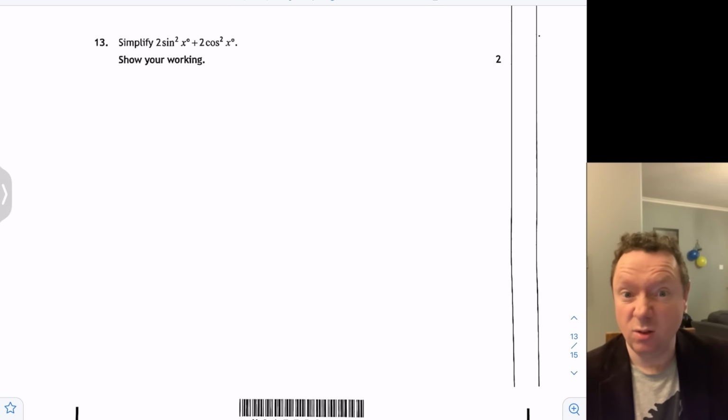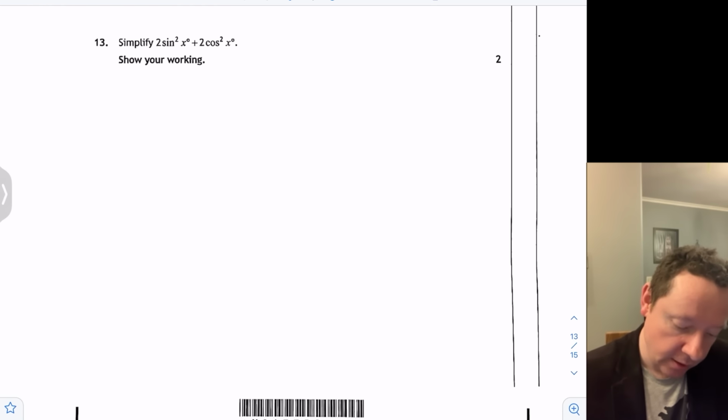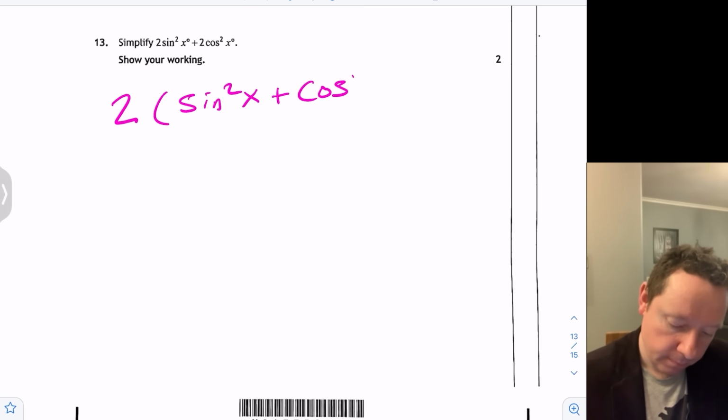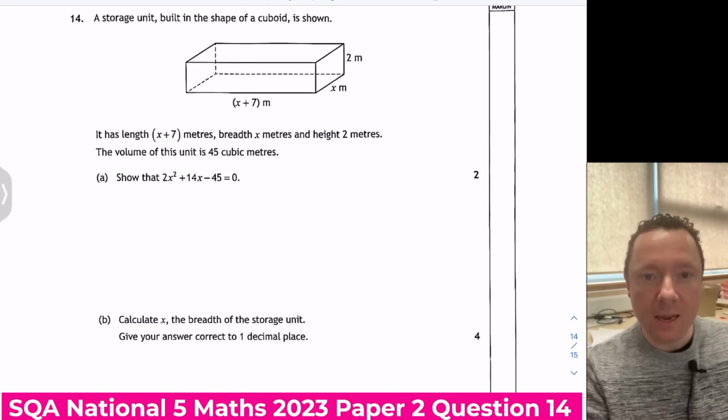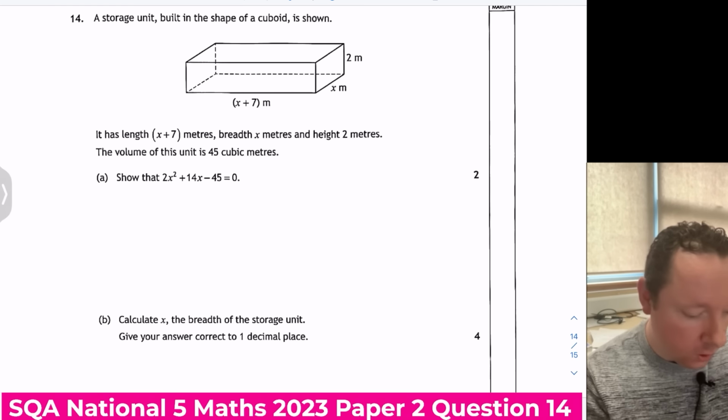Well, that looks like sine squared plus cos squared, so let's see if we can factorise it. 2 is a common factor. Sine squared x plus cos squared x. But since we know that that's 1, that equals 2 times 1, which is 2. And we're done there.